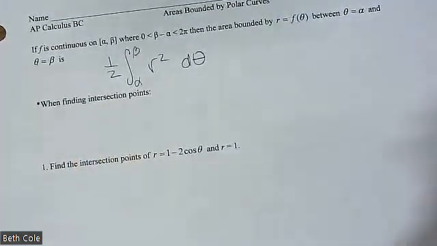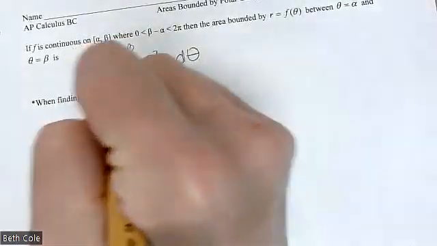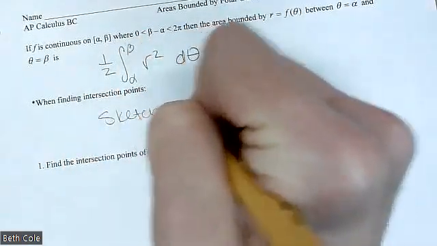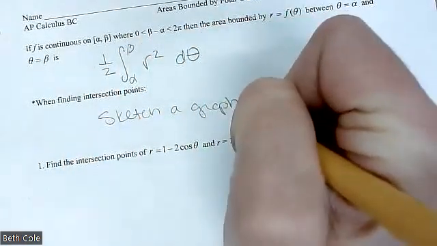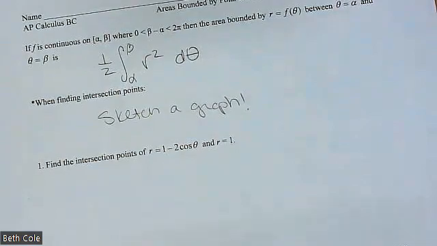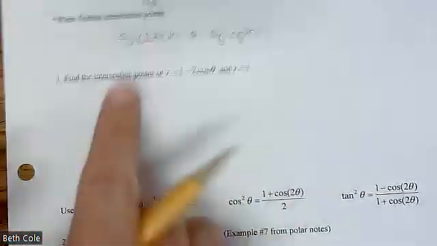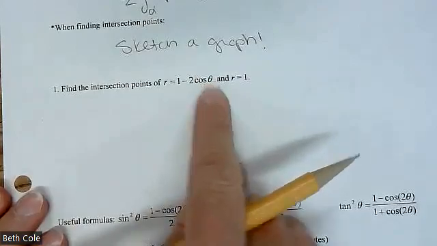When finding your intersection points, like you have 2 different graphs, always sketch a graph. Draw a picture. And I'm going to show you why in a second. Sometimes they can intersect at a place that you weren't expecting because it's at a different amount of rotation for each of the 2 graphs. Also, you always want to check the pole because that's 0, any amount of rotation. So just things to be aware of. So we're not even going to find any areas yet. We're just going to practice doing intersection points.